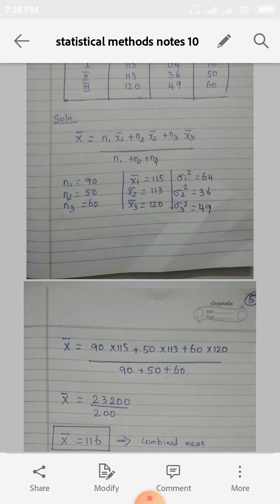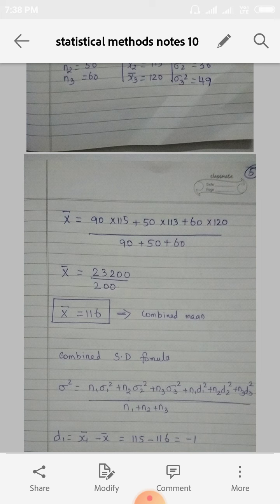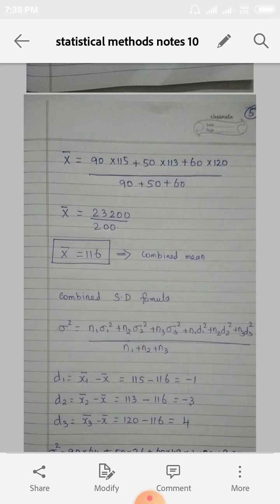Next, write the combined x bar. Write all the values. We get the x bar value equal to 116. This is our combined mean. See the next one, the combined standard deviation formula. This is the formula.